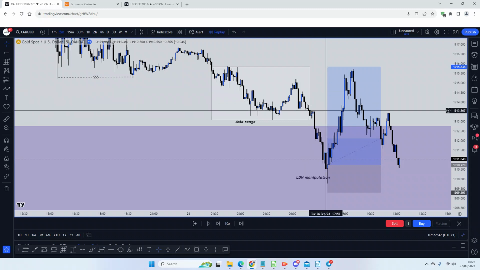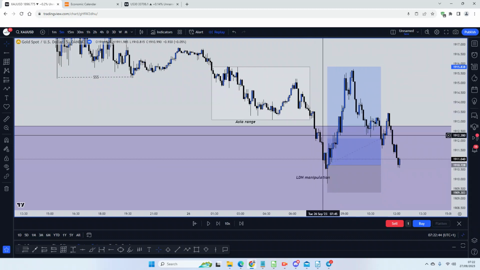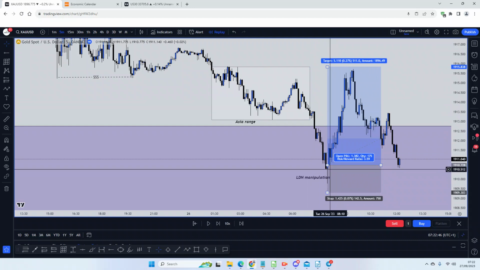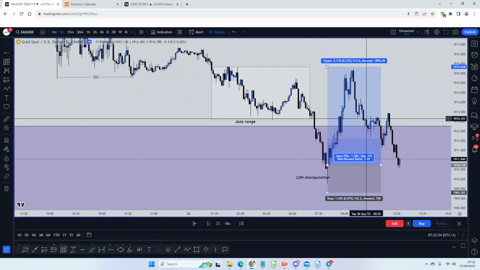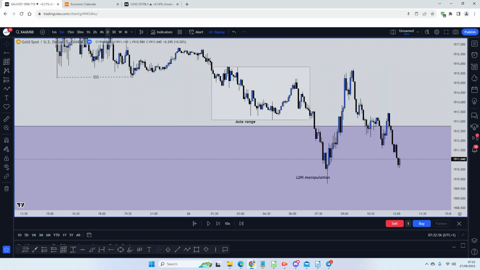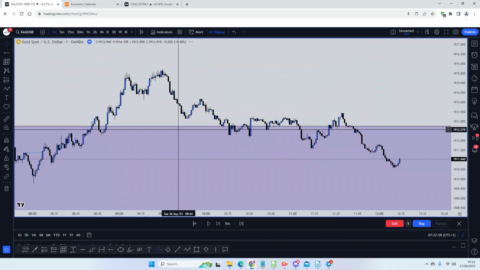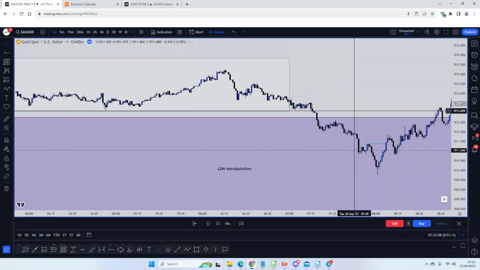We simply waited for the market to break out to the downside to tap into this 4-hour point of interest, which was the 4-hour demand zone. Once the market tapped into our 4-hour demand zone, we simply waited for one of our valid entry confirmations. Our valid entry confirmations in this particular case was very simple.